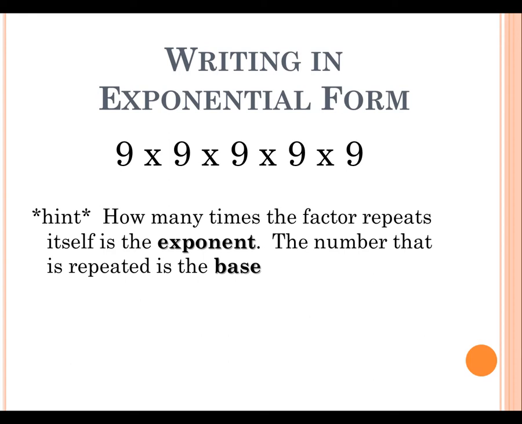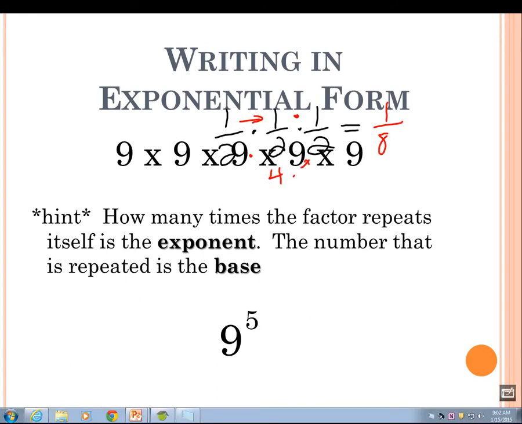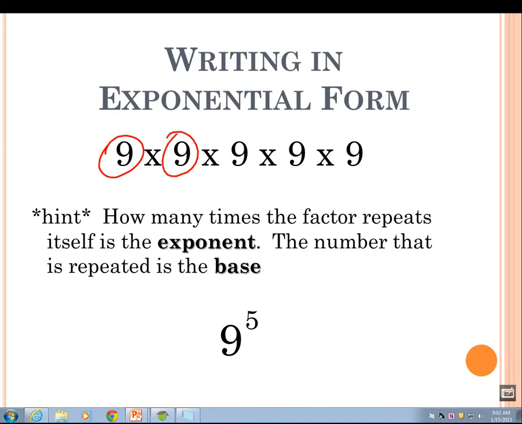Writing in exponential form. 9 times 9 times 9 times 9 times 9. How many times the factor repeats is actually the exponent. And we've seen that back and forward already. So it's going to be 9 to the what? Fifth. And that's actually in your notes already. 9 to the 5th because there are 5 nines there. We have 1, 2, 3, 4, 5.